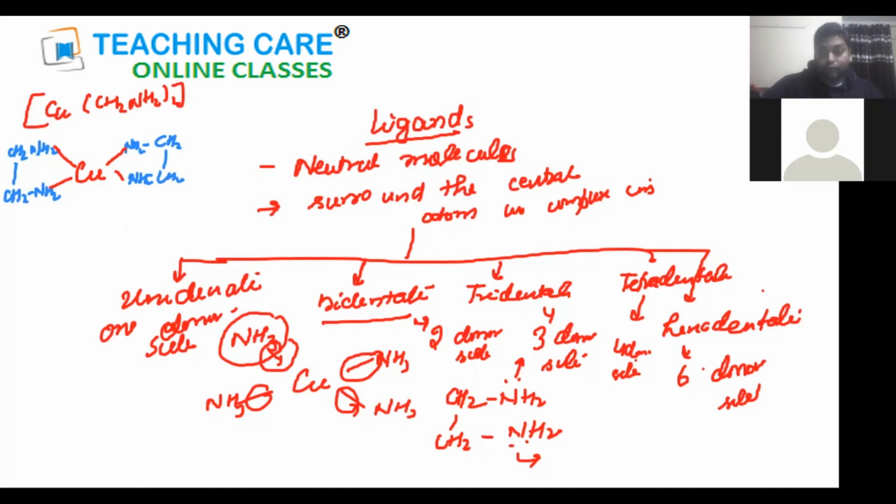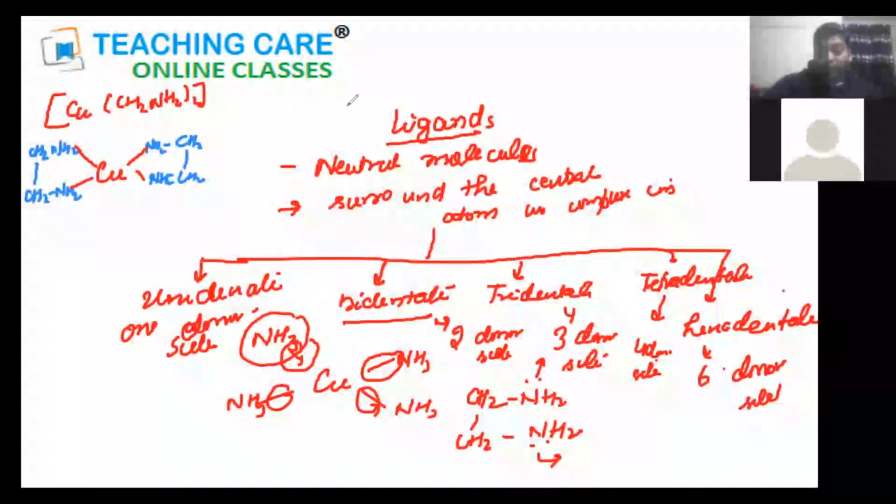So first we will talk about the ligands. These two examples are very important. Then when naming comes, I will tell you about tridentate, tetradentate and hexadentate. Okay, sir. So these two examples I have told you.